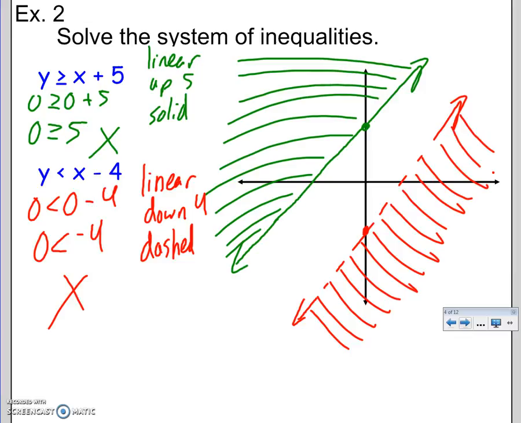Alright, now look at my picture. Is there any overlap? No, they both go different directions. This has no solution. That's my answer.